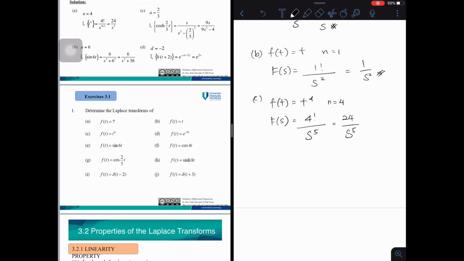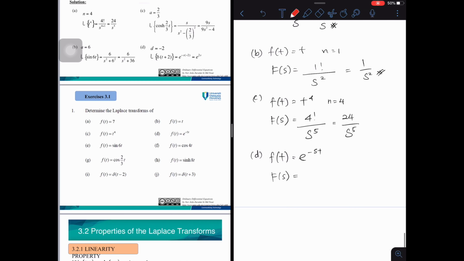Then for D, we have a function f(t) equal to e^(-5t). Now you want to find the Laplace transformation for the exponential function. Therefore, the formula is 1 over s minus a, if you can remember. If you cannot remember, then just refer to the summary table. So the formula to find F(s) for an exponential function is 1 over s minus a.